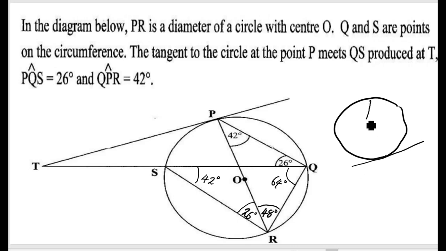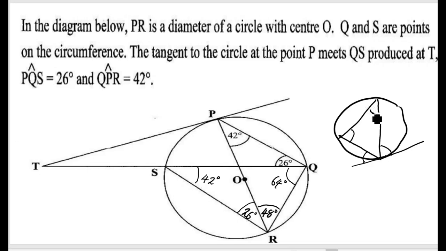If you have a triangle inside, and the cyclic triangle touches the tangent, so this is a tangent, and we have a cyclic triangle. The alternate segment theorem states that this angle will be equal to this angle. Also, this angle will be equal to this angle.